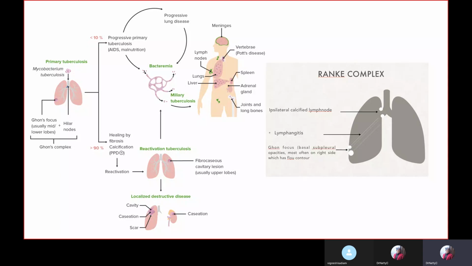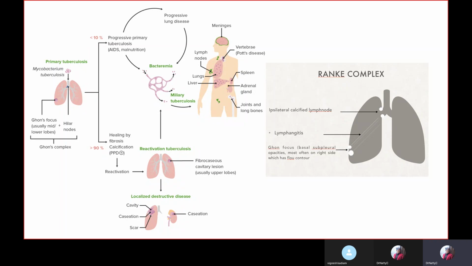But unusually, in some 10% of the cases, the patient will go from the primary tuberculosis to a progressive primary tuberculosis, which means the infection will become even more severe and will be associated with other opportunistic infections like fungal infection. The patient will have severe infection. Usually this progressive primary tuberculosis happens in conditions where the patient has severe malnutrition or severe immunodeficiency like AIDS.